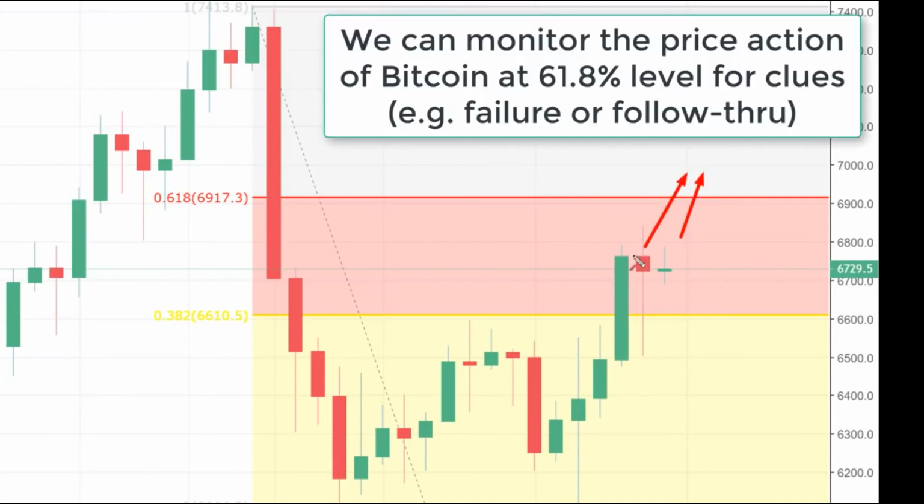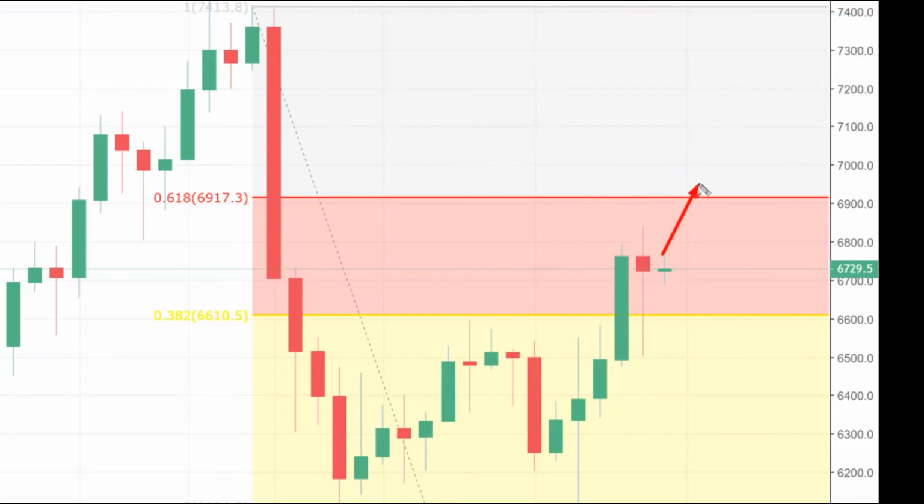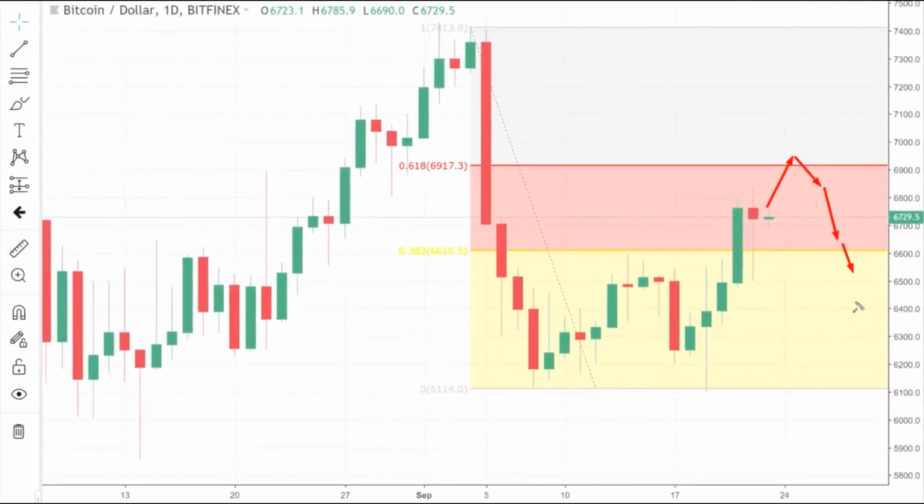But if Bitcoin comes up to this level, and yet again, we see failure, if we see failure at these levels, reversals, weakness, then guess what, guys? That once again is another indication of a 61.8% retracement holding effect and pushing Bitcoin back into support. Okay, so an interesting pattern. Keep your eye on it.